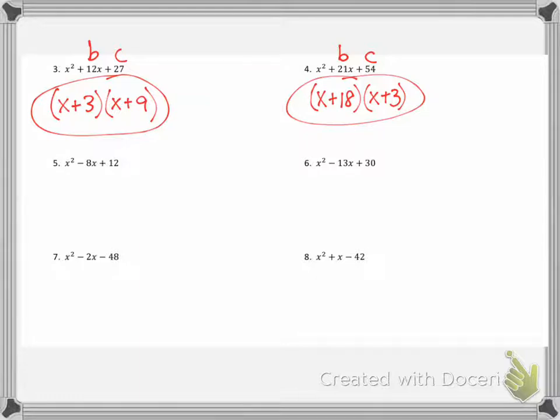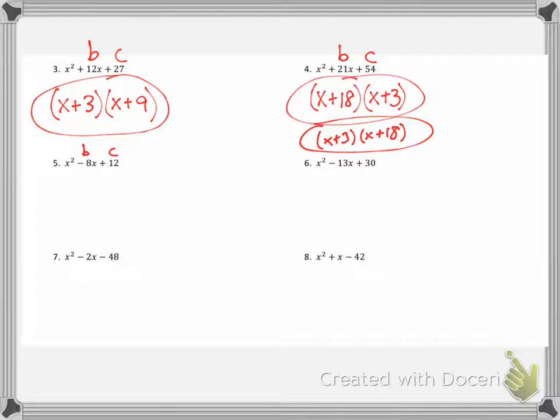So, like for number 4, x plus 18, x plus 3, you could also write it as x plus 3 times x plus 18. It means the exact same thing. So again, order doesn't matter as long as you have both the correct values. All right, now 5, 6, 7, 8, we're going to start seeing some minus signs, so we really need to pay attention to what we're doing here.